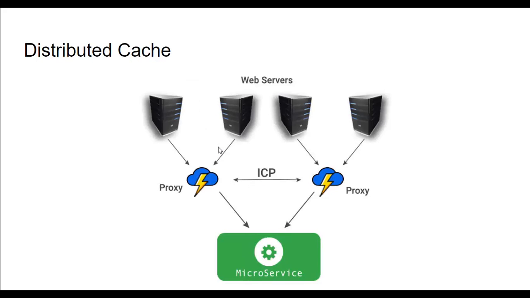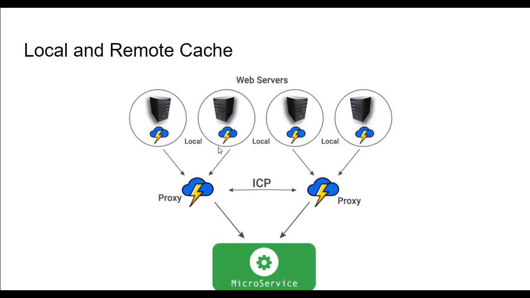Next we have distributed cache with multiple cache systems. This reduces loading. Internet Cache Protocol, ICP, ensures consistency among the cache systems. Now local and remote cache. There will be a local cache within the web server, which reduces the network usage, thereby providing very high performance.